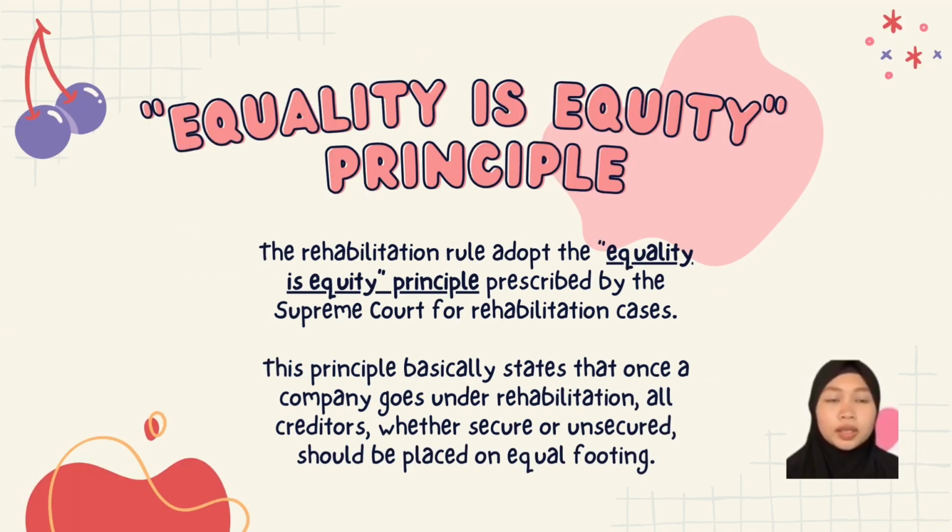Next topic is the equality is equity principle. The rehabilitation rule adopts the equality is equity principle prescribed by the Supreme Court for rehabilitation cases. This principle basically states that once a company goes under rehabilitation, whether secured or unsecured, creditors should be placed on equal footing. Consequently, unlike SEC rules on corporate recovery, the rehabilitation rules do not classify creditors into secured and unsecured creditors. Neither do they give creditors the right to vote against the rehabilitation of the debtor.